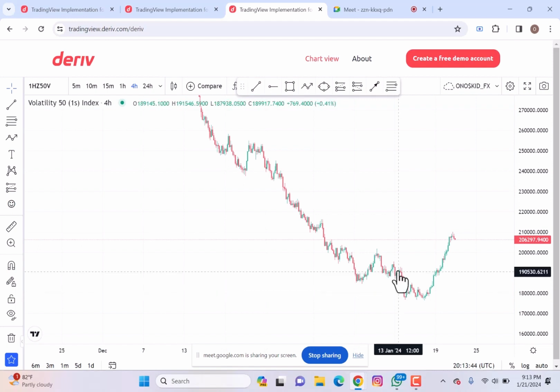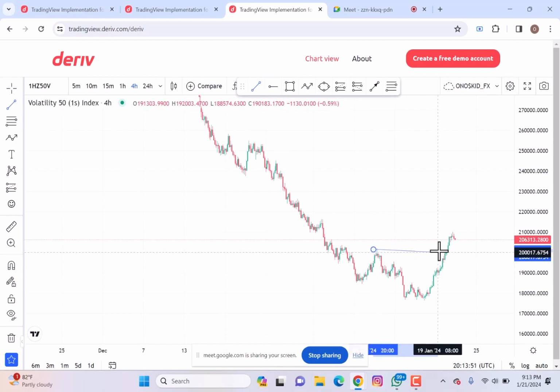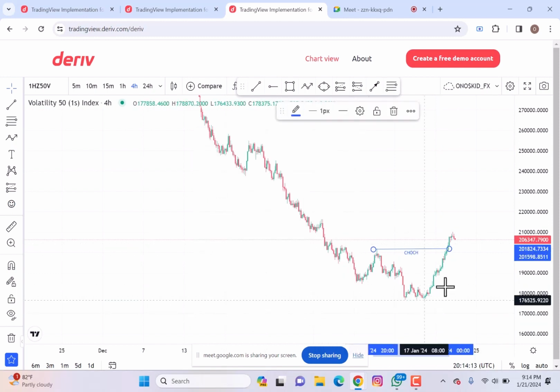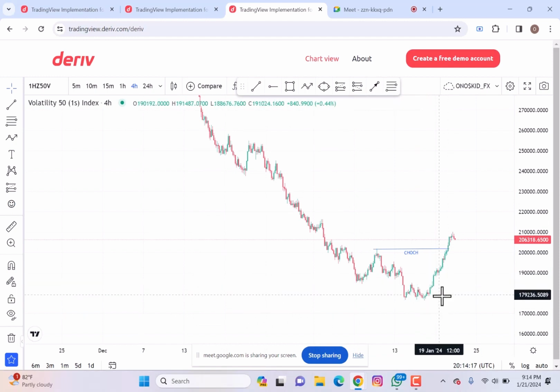Okay, now what do you see on this time frame? You see that the market has just broken out of the most recent lower low we have. Okay, the market has just broken out of it. So we can say that this is a CHoCH. And what does that mean? That is a change of character. That is a change of trend that the market is trying to make.